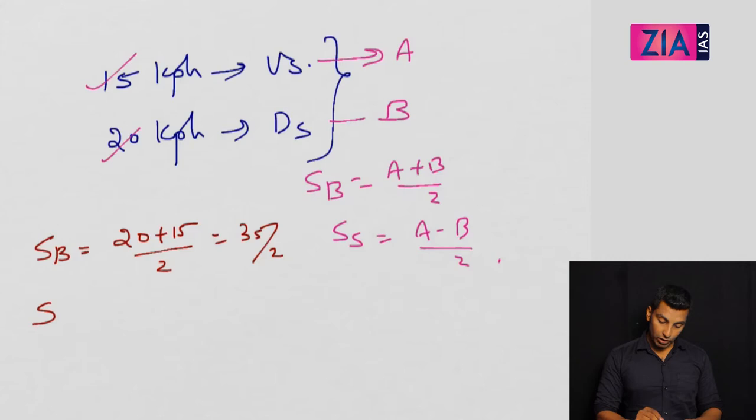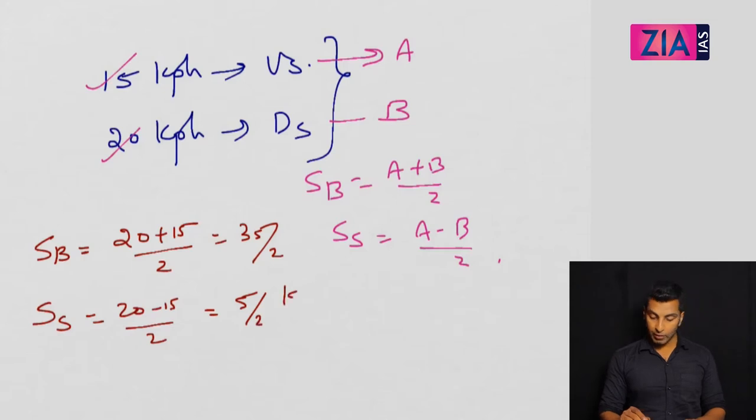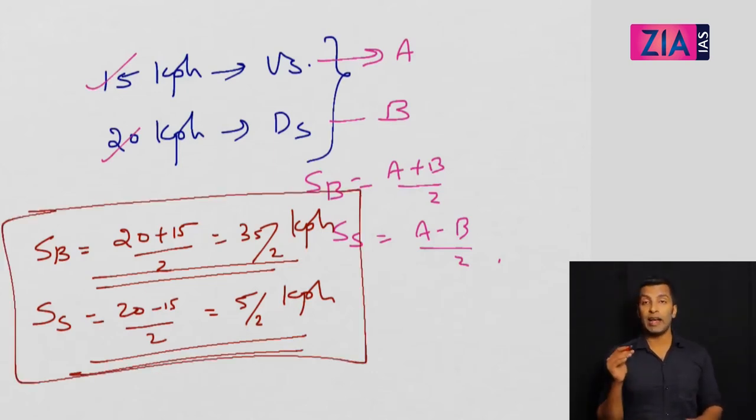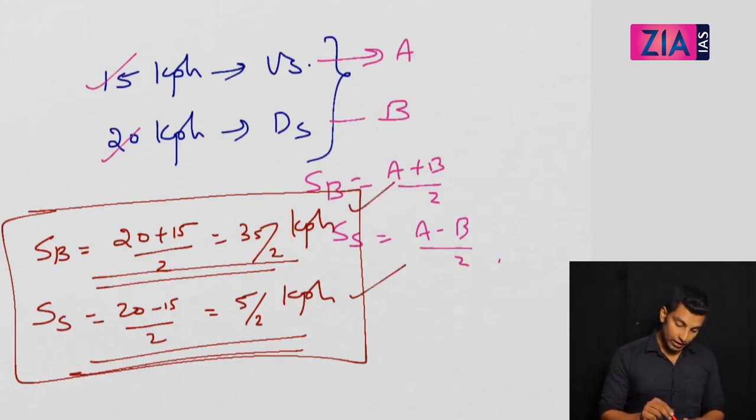So what about the speed of the stream? 20 minus 15 divided by 2, that is 5 by 2 kilometer per hour. This is also kilometer per hour. So I hope you understood this also. If upstream speed and downstream speed is given, you can find speed of the boat and speed of the stream. Now one more question if you want.